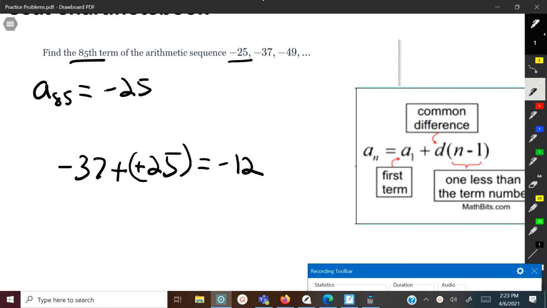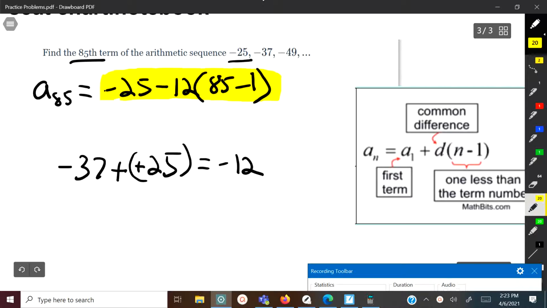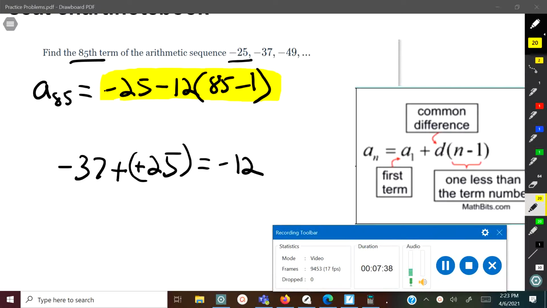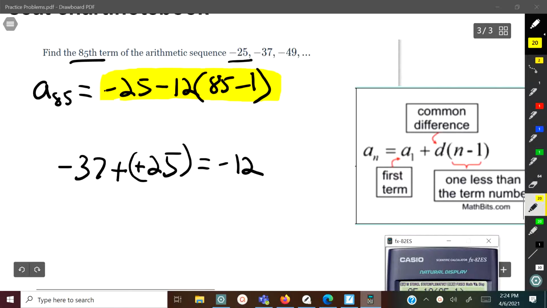So we're going to plug that in for d. Then we'll use the parentheses and then plug in that n, which is 85. Same n we have here goes there, minus 1. Alright, so don't worry too much about this a sub 85. All we're worried about is everything right here. All we have to do is type it into our calculator. Where did my calculator go? There it is.